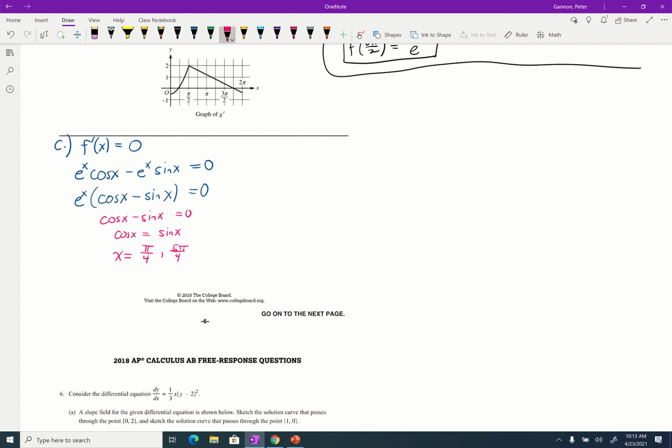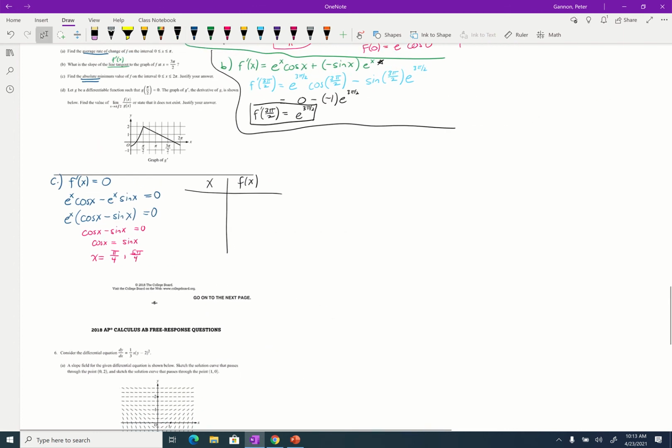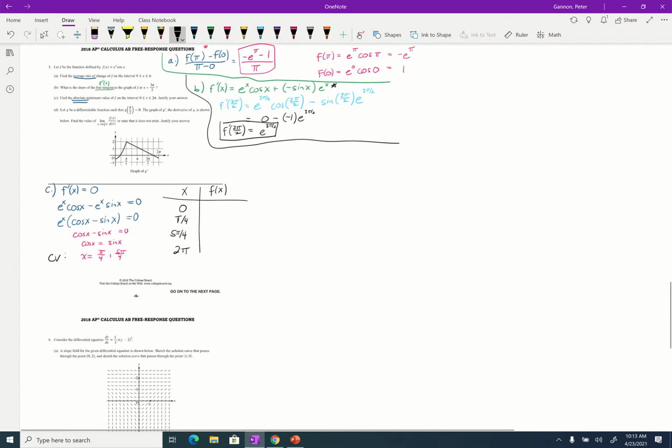All right, from there, what we're going to do is basically do our candidates test, and we have to figure out where the minimum value occurs. So we're going to use endpoints, which were 0 and 2 pi, and critical values, which are pi over 4 and 5 pi over 4. All right, so from there, we are plugging back into the original function.